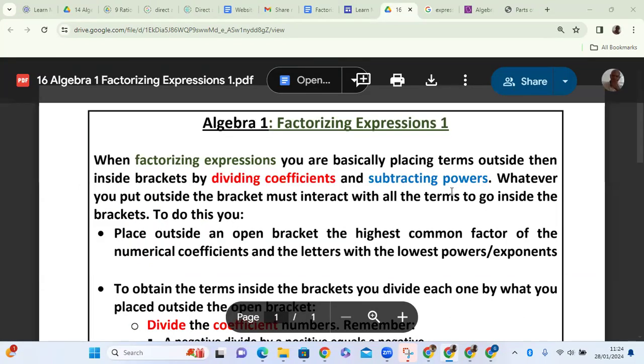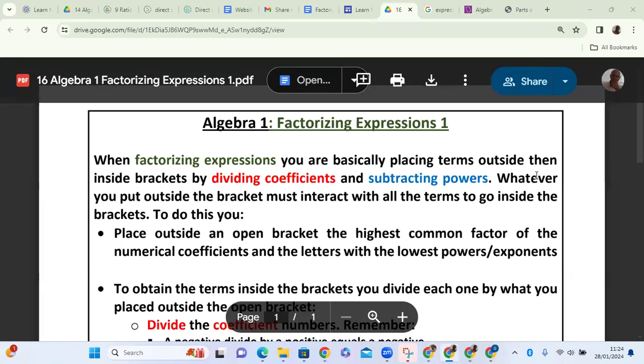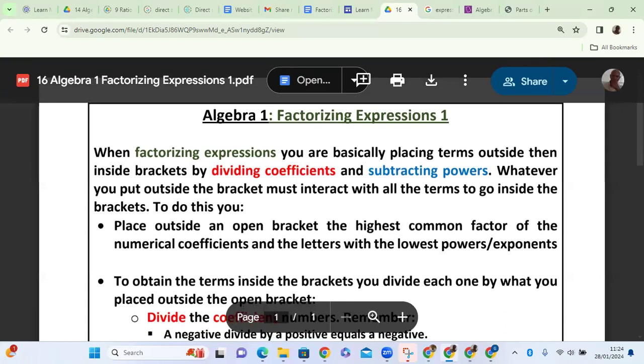So in continuation, having clarified what expressions and coefficients are, it continues to say whatever you put outside the bracket must interact with all the terms to go inside the brackets. So in a nutshell, whenever you factorize, your final answer must have brackets. And there must be a coefficient outside of the left bracket, most likely. Most times it's outside of the left bracket. It can go on the right, because in maths you can read from right to left. But the majority of the time that coefficient or number or letter, whatever it is, will be outside of a left bracket. And then you have terms inside of the brackets.